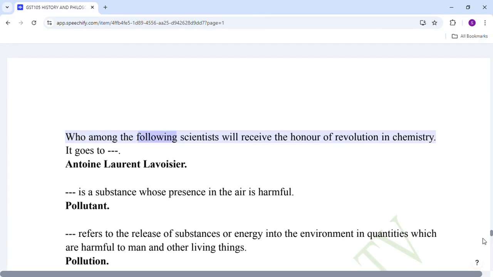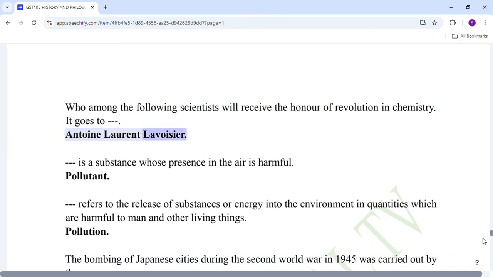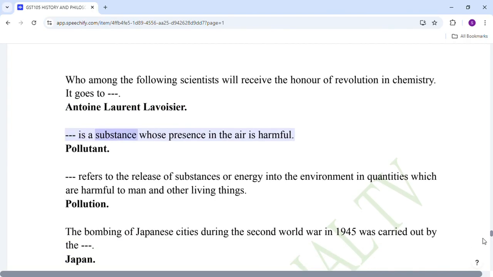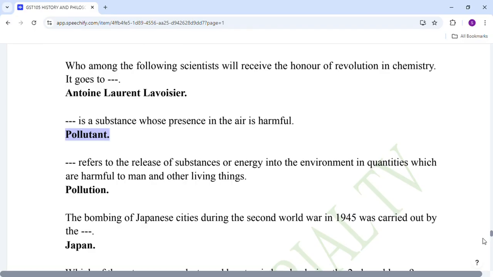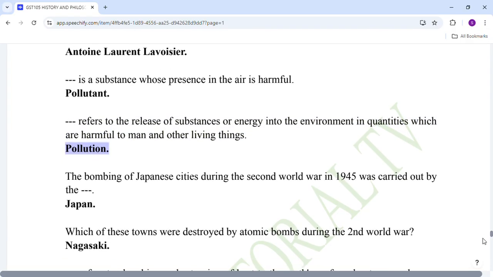Who among the following scientists will receive the honor of revolution in chemistry? It goes to dash dash. Antoine Laurent Lavoisier. Dash is a substance whose presence in the air is harmful. Pollutant. Dash refers to the release of substances or energy into the environment in quantities which are harmful to man and other living things. Pollution.